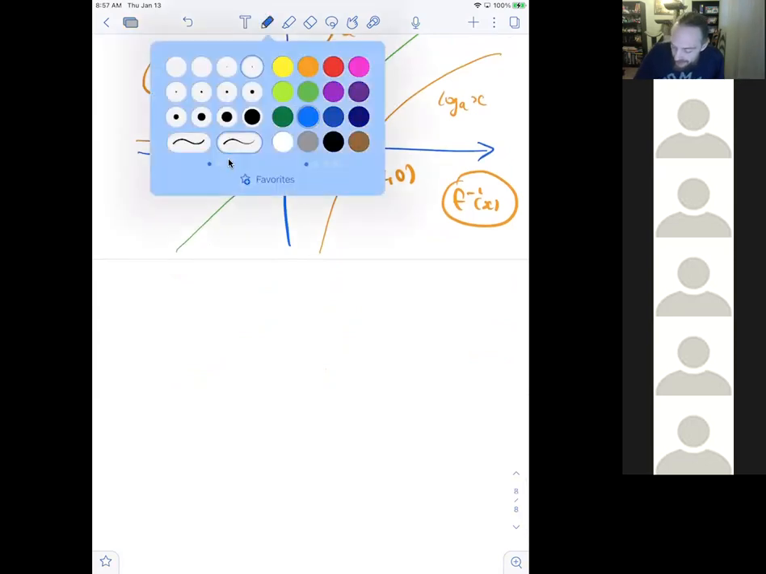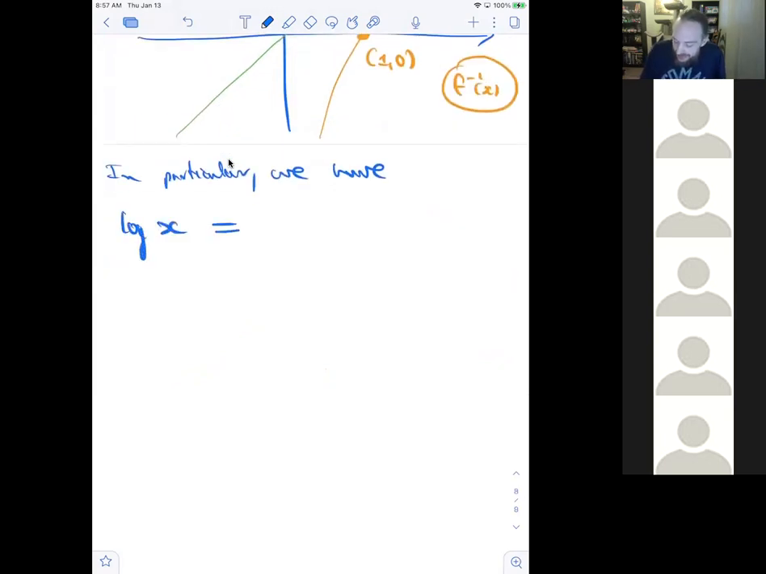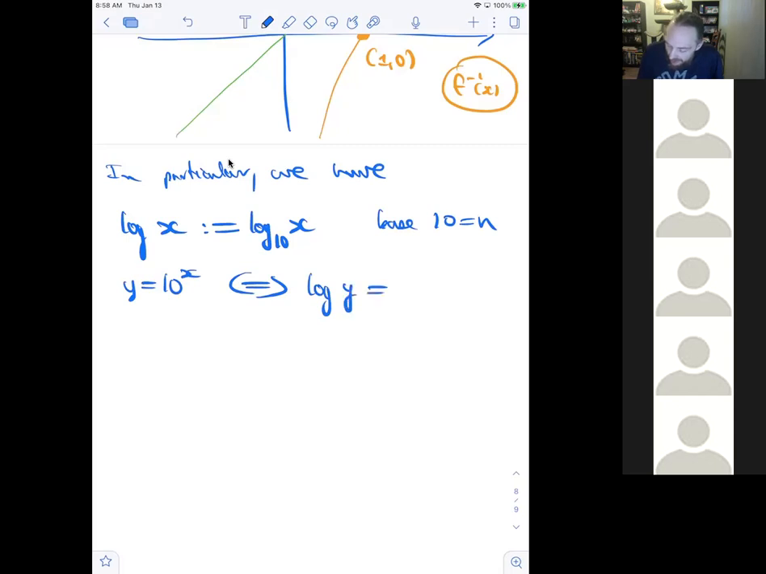In particular, we have two special logarithms. If we write just log x, we mean by definition log base 10 of x, like the Richter scale for earthquakes, et cetera. Every time you go up a category or class, this takes you up orders of magnitude, stronger vibrations. So log x is log base 10. So y equals 10 to the x if and only if log y equals x. They're not writing the 10, is what they mean by this.